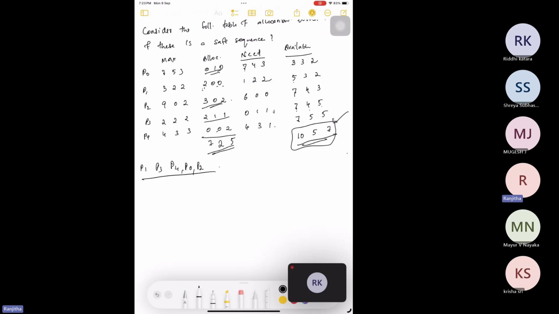You have to find all the possible sequences which will be safe and deadlock free, and then from the given choices, you can choose one. Okay. Is this clear?